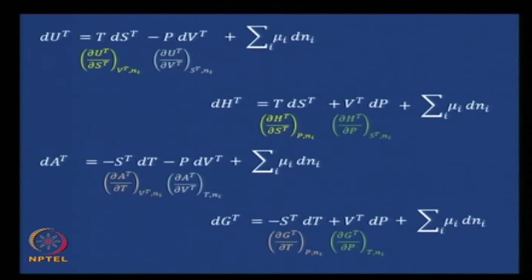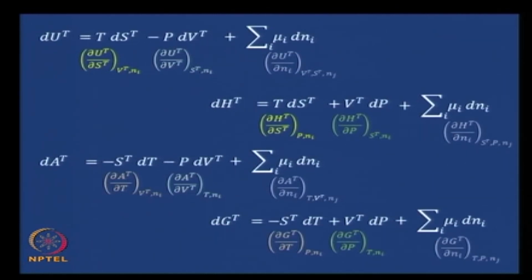And as we have already seen, the chemical potentials can be written in terms of either the partials of Ut with Ni at constant St, Vt and all other Nj's. Here in terms of enthalpy you could write mu i as dou Ht by dou Ni at constant St, P and all other Nj's, dou At by dou Ni at constant T, Vt and all other Nj's, and dou Gt by dou Ni at constant T, P and all other Nj's.